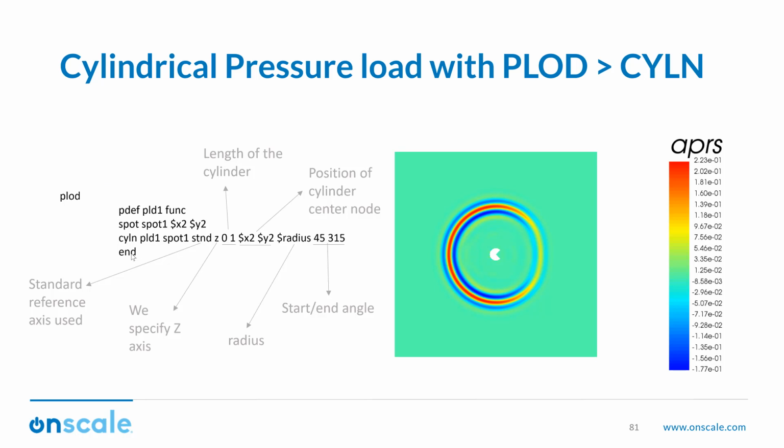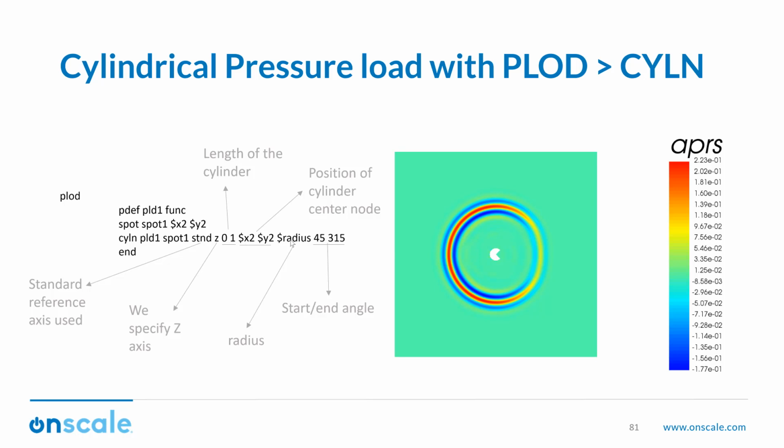Now let's have a look at all the arguments that this command takes. It takes first the P definition, the spot. The SNTD means the standard reference axis is used. So if you had created your own orientation axis, you can define it here and say, okay, I want to use my own axis. Here we use the standard, and we want the Z axis, so the cylinder will be oriented towards us, towards the screen. And the 0, 1 you see here is the length of the cylinder.